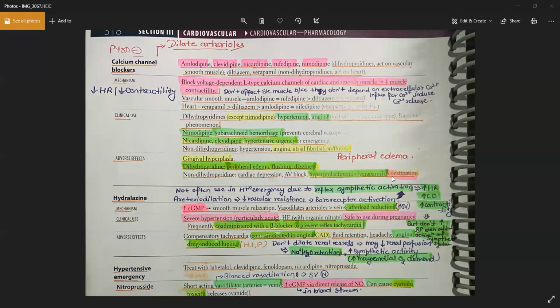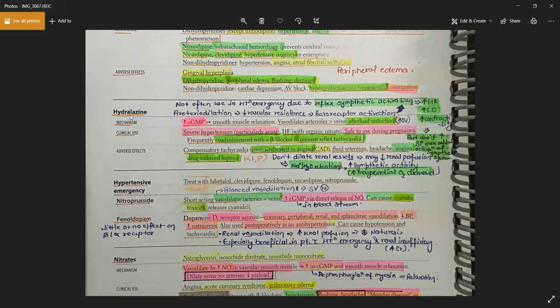So if you encounter a patient who has a history of arrhythmia, now the arrhythmia is under control, the patient is having a slight bradycardia, and along with this the patient is also having constipation. So they will ask you, what is the cause of this constipation? It is a class 4 antiarrhythmic drug, the non-dihydropyridine calcium channel blockers. Very important.